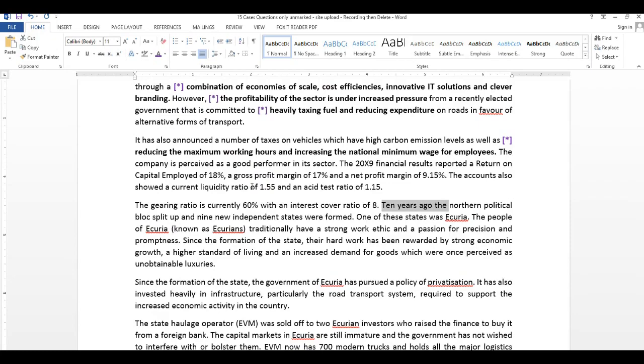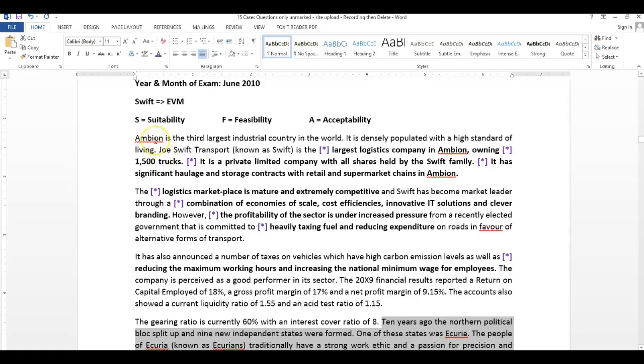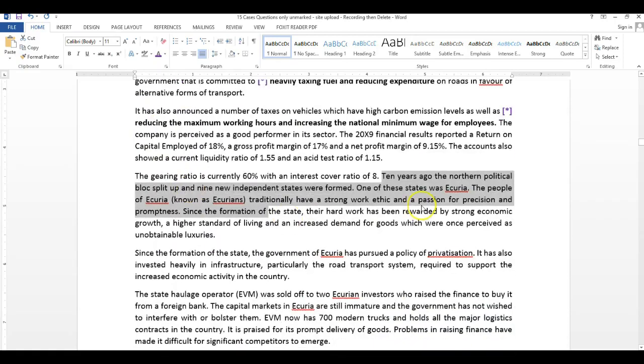Ten years ago, the Northern Bloc split up and 9 new independent states were formed. One of the states is called Curia. The people of Curia, known as Curians, traditionally have a strong work culture, a passion for precision. So they are telling about another country. It's not about this country, which is called Ambion. Now we are speaking about another country, which is called Curia.